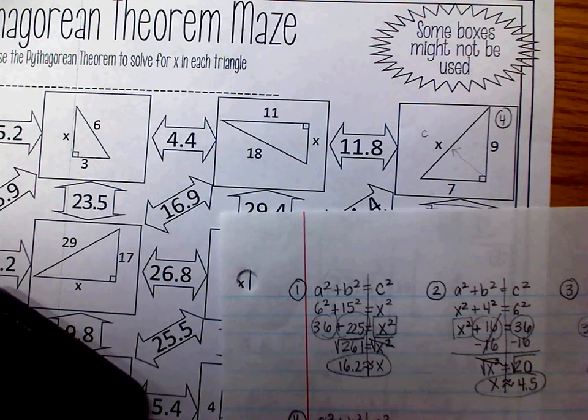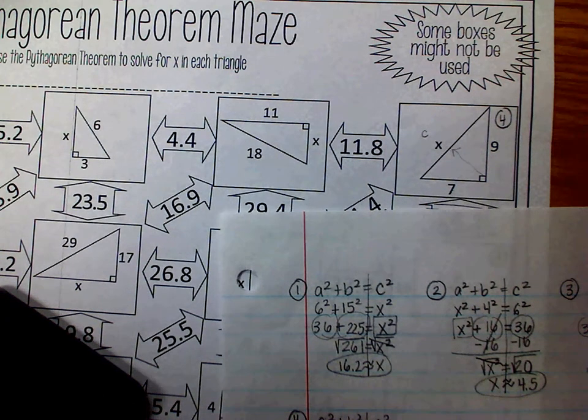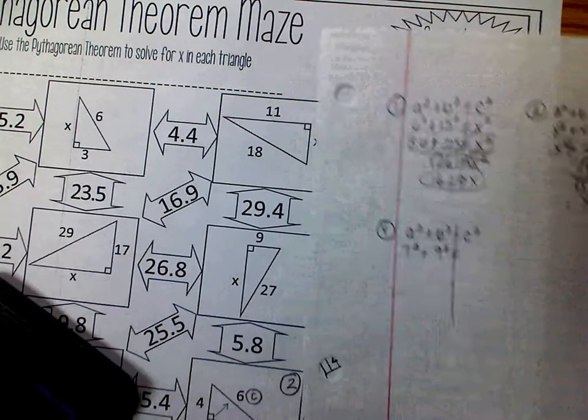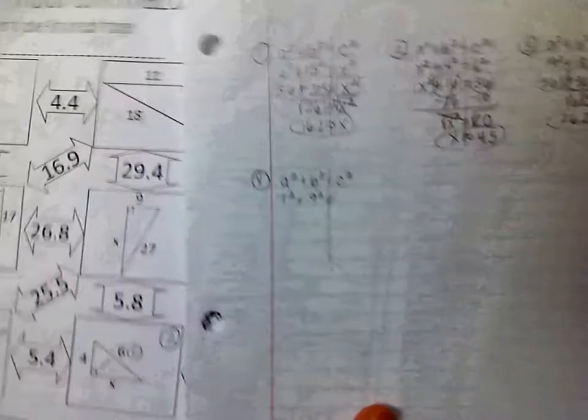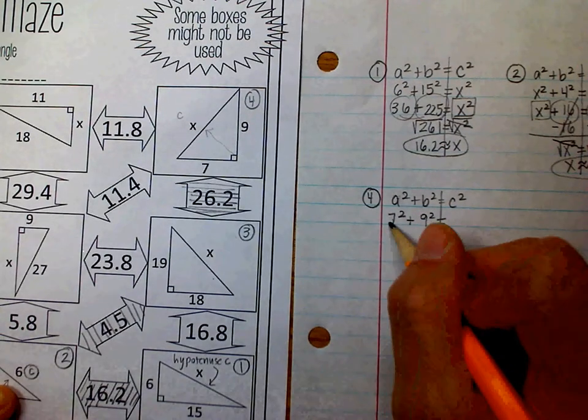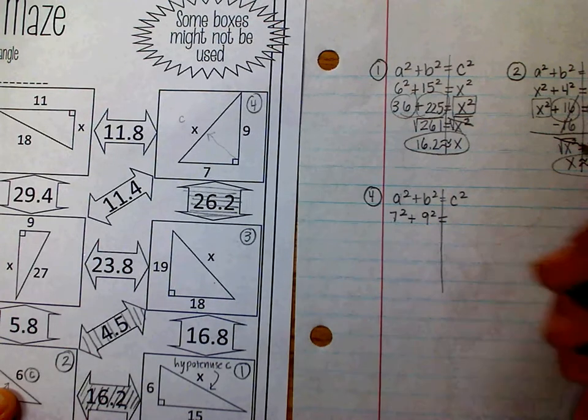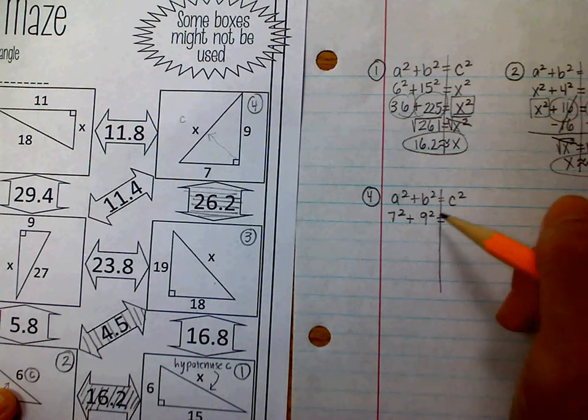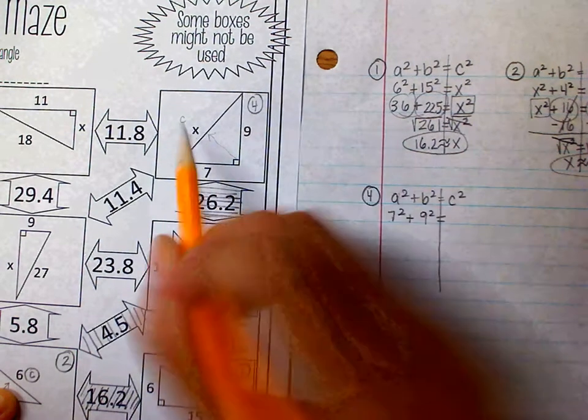The a doesn't have to be the smaller number every time, and I could have put 9 here and 7 here. Whoops, sorry, can't see my work. So what I was saying is you can put the 7 here or the 9 here, and it would still be the same answer. So you can interchange a and b, but the c has to be in the right spot. So x is x squared here.